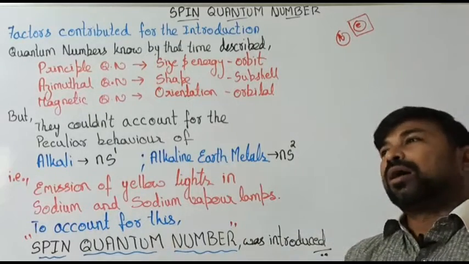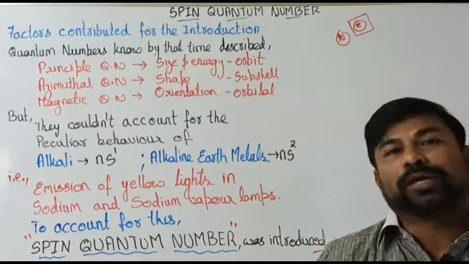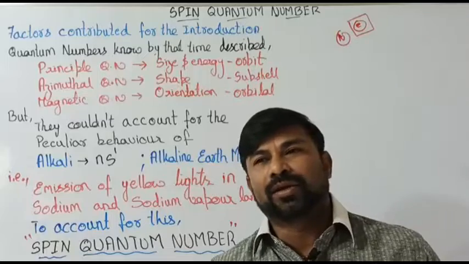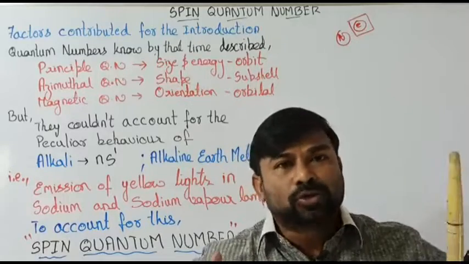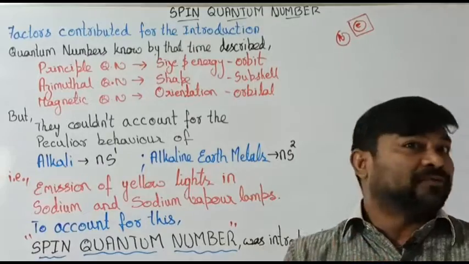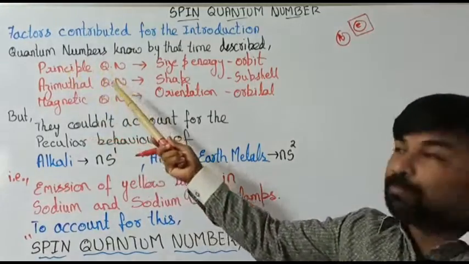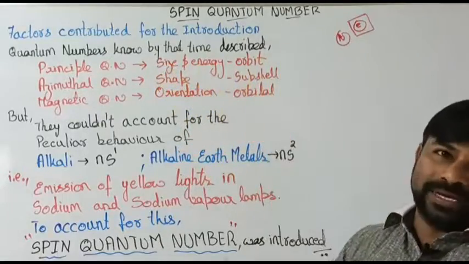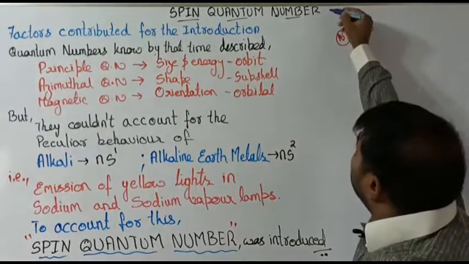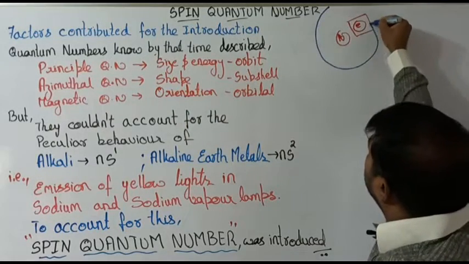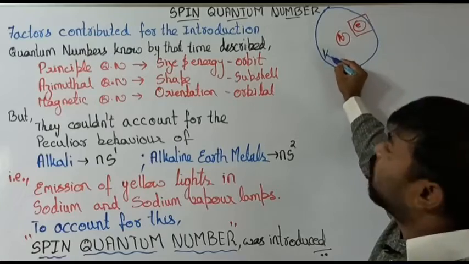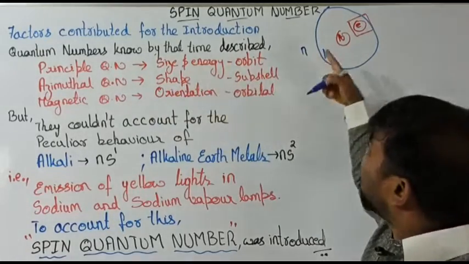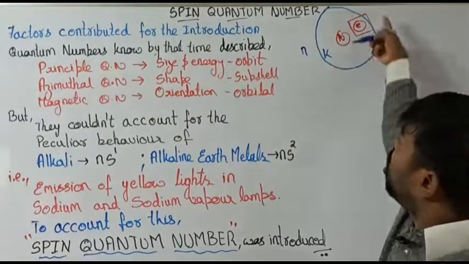Regarding that, we would like to introduce the spin quantum number today. Before talking about the spin quantum number, let me talk about what made the spin quantum number get introduced. Earlier, as you all know, the quantum numbers spoke about the size and energy of the orbit. Let me go step by step. This is nothing but the orbit. The principal quantum number, denoted by n, spoke about the energy and the size of the orbit.